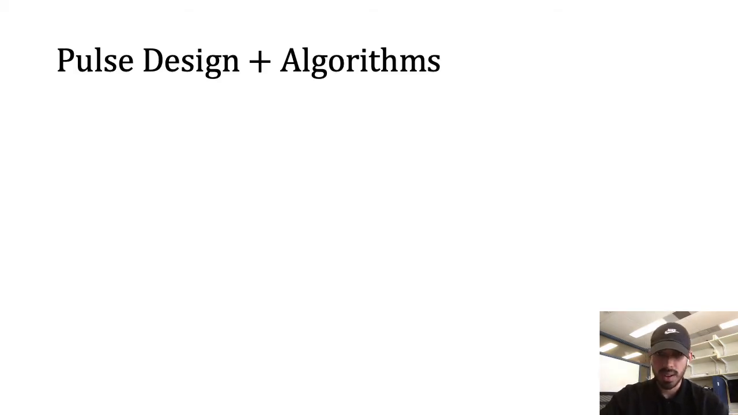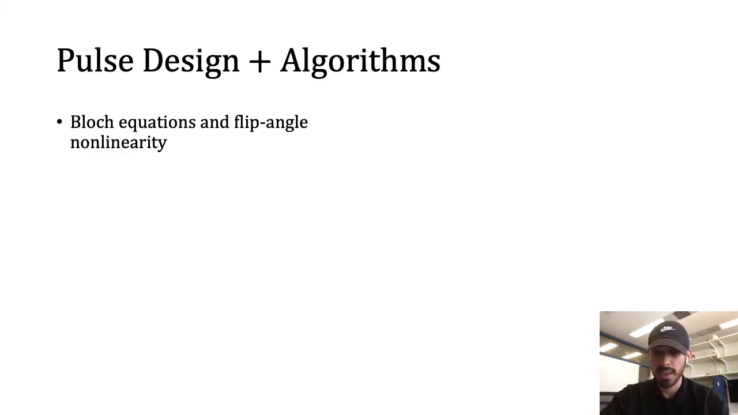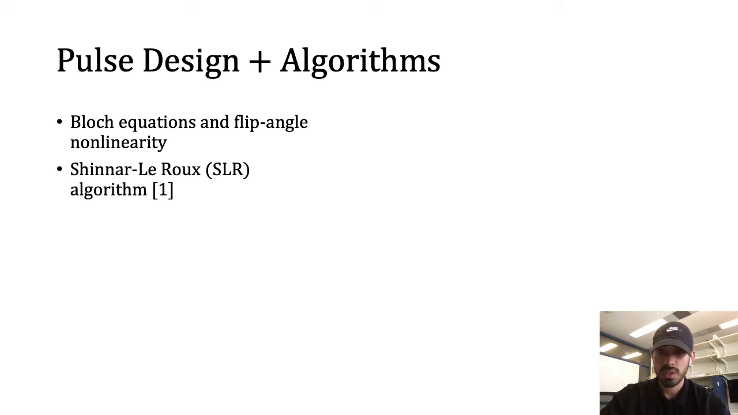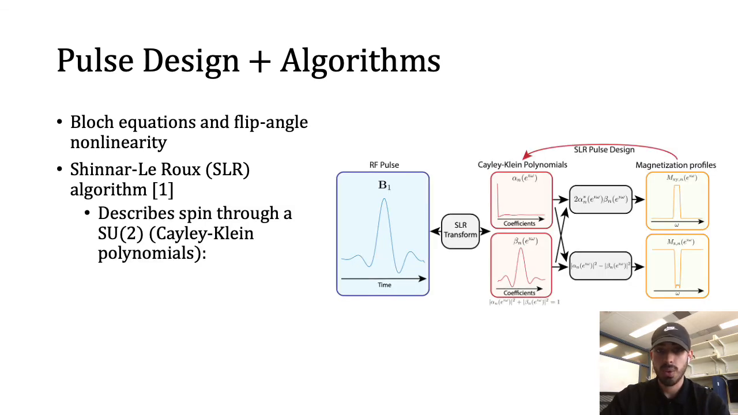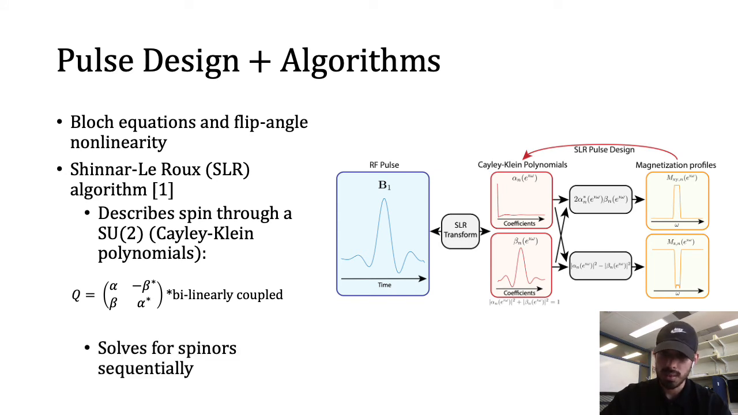When we're looking at pulse design and its algorithms, we are looking at the Bloch equations and the flip angle nonlinearity. This nonlinearity makes the design of pulses very difficult, as we can't jointly solve for some parameters. This is seen in the Shinnar-Le Roux algorithm, which came out in the late 80s and early 90s, and it required describing spins through two complex polynomials denoted by the Cayley-Klein polynomials. These polynomials are bilinearly coupled, which means that we can only solve for them sequentially, at least at the time. This is where my project is based: the application of a new method where we actually jointly solve for these.